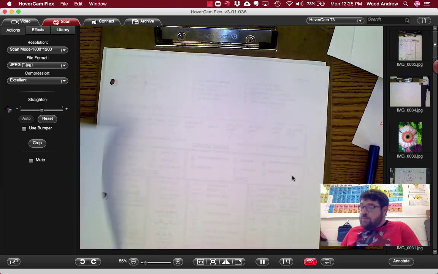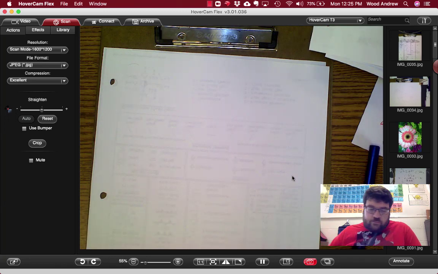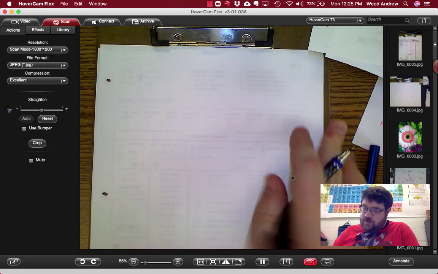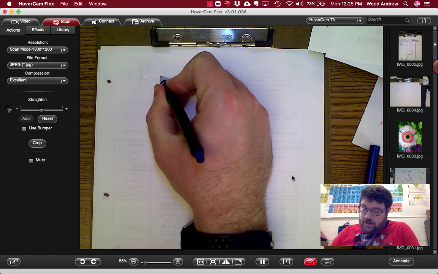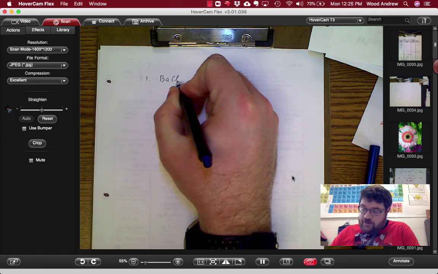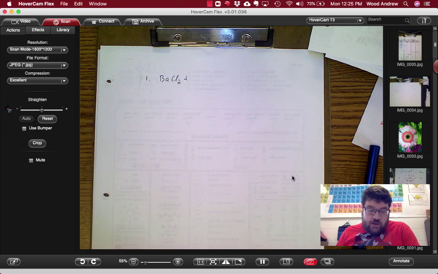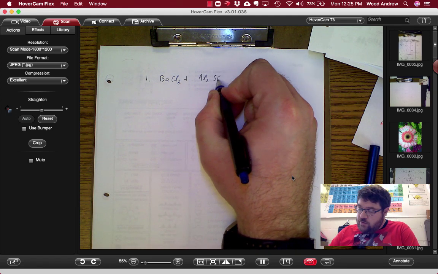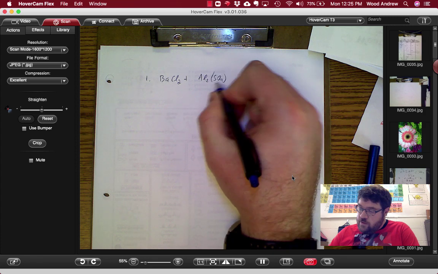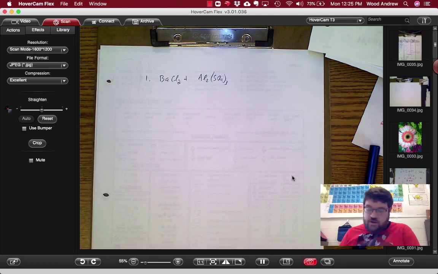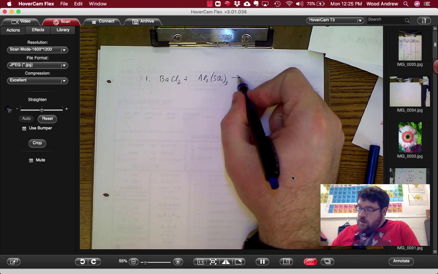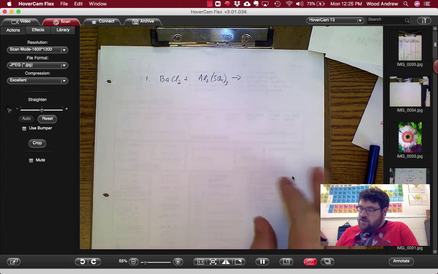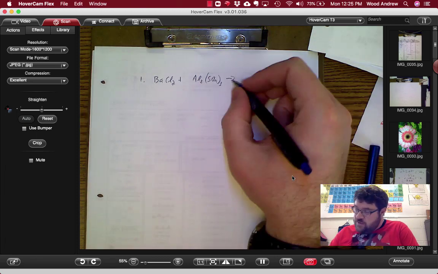Let's do a couple of the double replacement ones. So down here under double replacements, we'll do double replacement number 1. Barium chloride, BaCl2, and aluminum sulfate, Al2(SO4)3. Remember, crossing your charges. And again, double replacement reactions, so like replaces like. The positive switch.